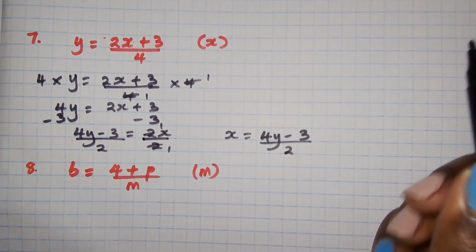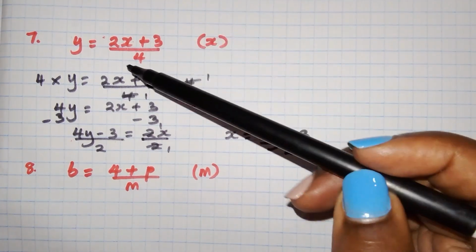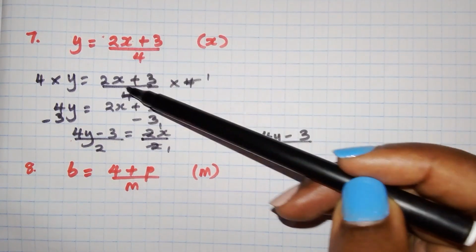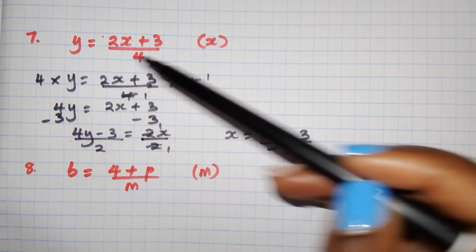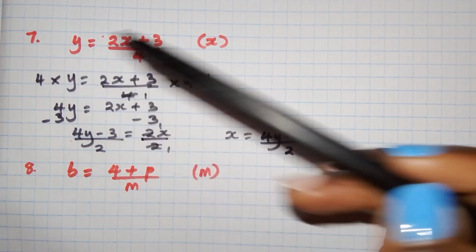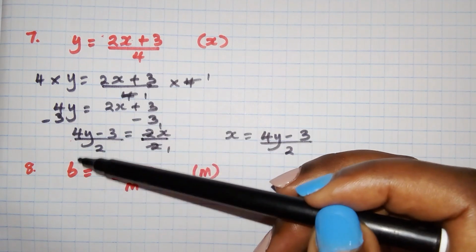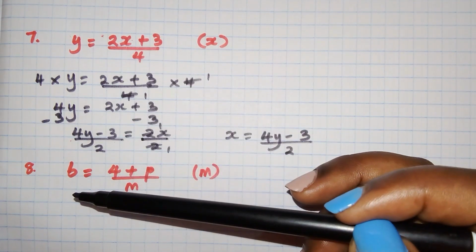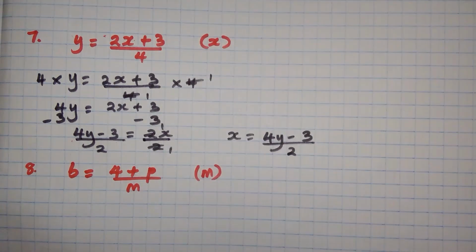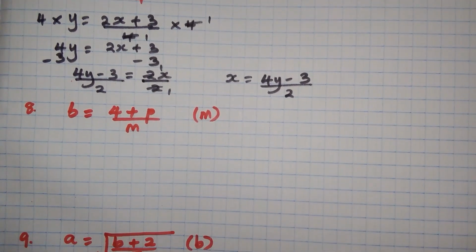So you just need to remember, when changing the subject, you have to balance it. So whatever you do on this side, you have to do the same thing on this side. So here we did times 4. We need to do times 4. We did minus 3. We need to do minus 3 on either side of the equal sign. It needs to balance, or it needs to be equal.